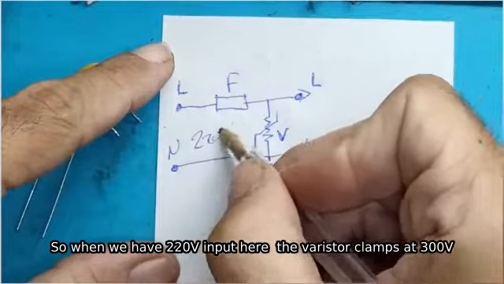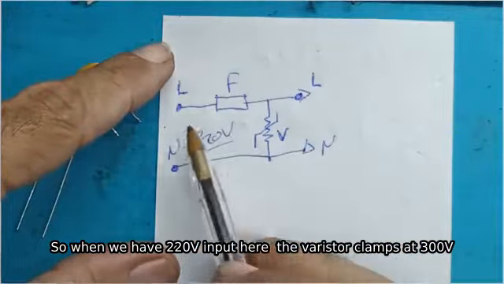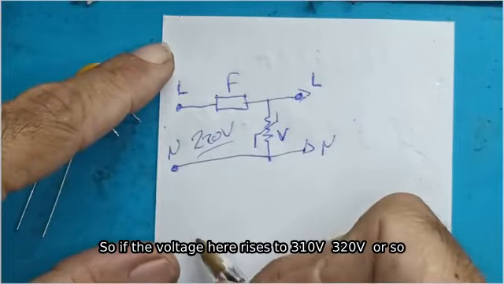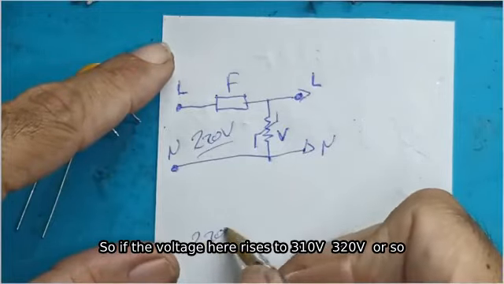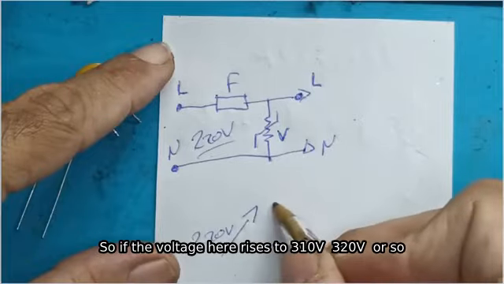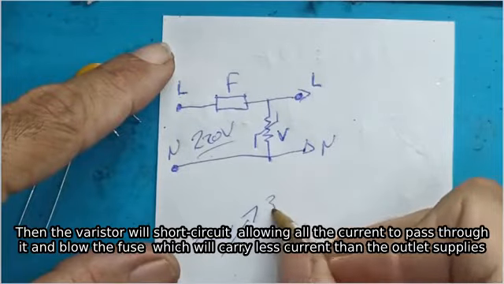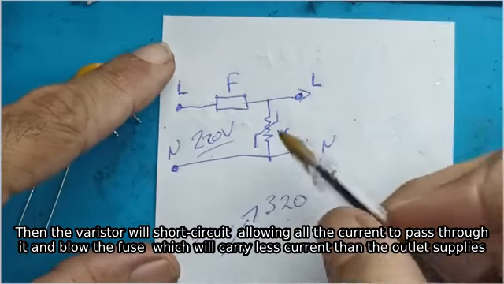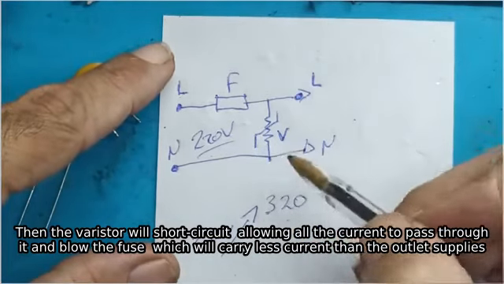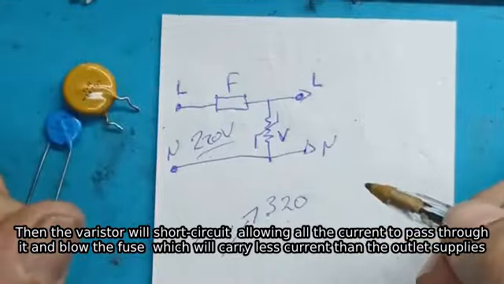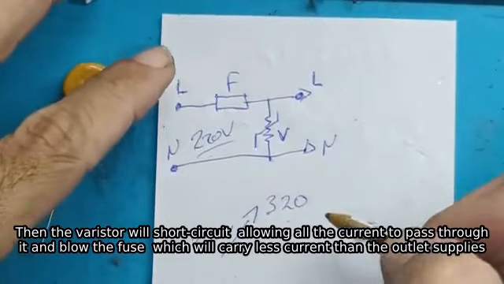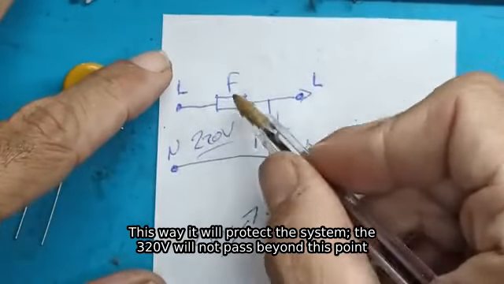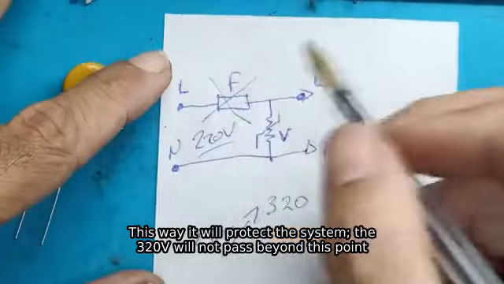So when we have 220 volts input here, the varistor clamps at 300 volts. So if the voltage here rises to 310 volts, 320 volts, or so, then the varistor will short circuit, allowing all the current to pass through it and blow the fuse, which will carry less current than the outlet supplies. This way, it will protect the system. The 320 volts will not pass beyond this point.